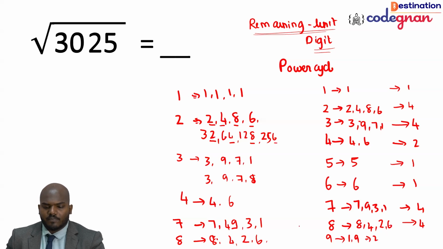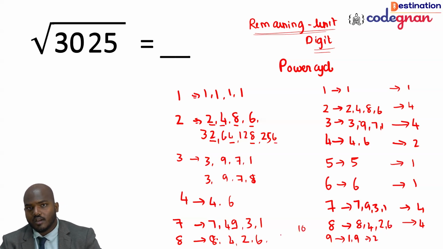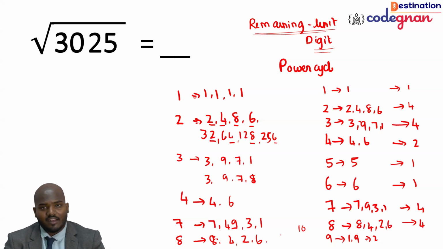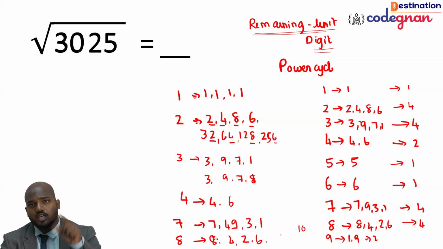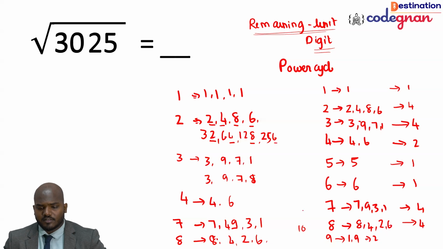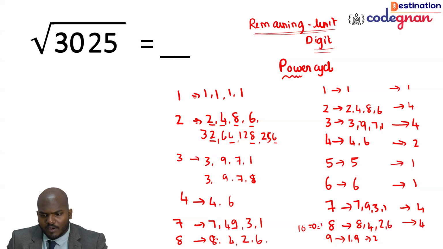Okay, so coming to the 10. So 10 power 1 is 0. 10 square is 0. Everything with respect to 10 will give you only the value 0. That is, 0 is the only factor. We can call it that for the number 10, you have that 1 power cycle.